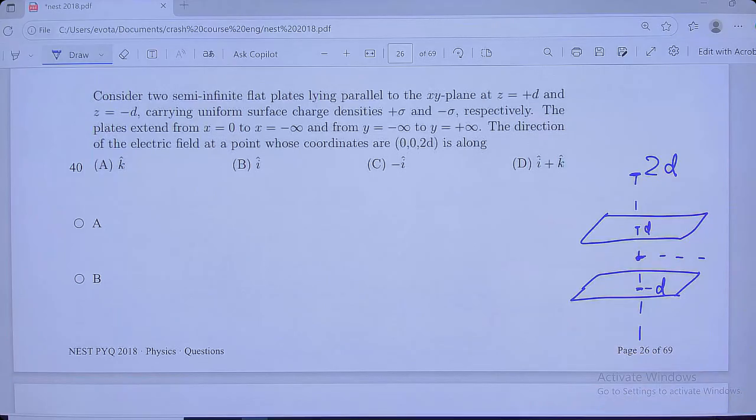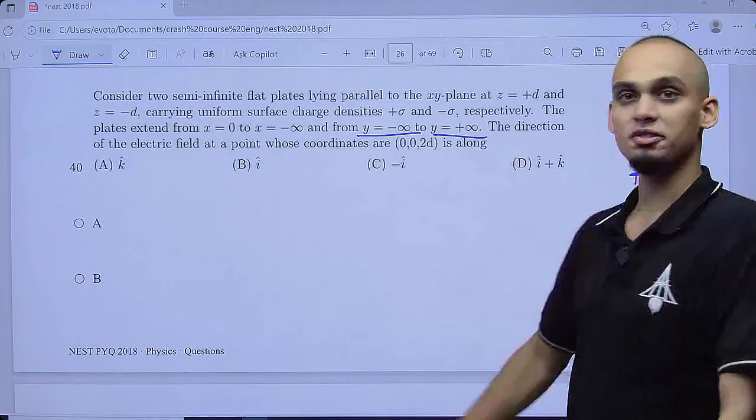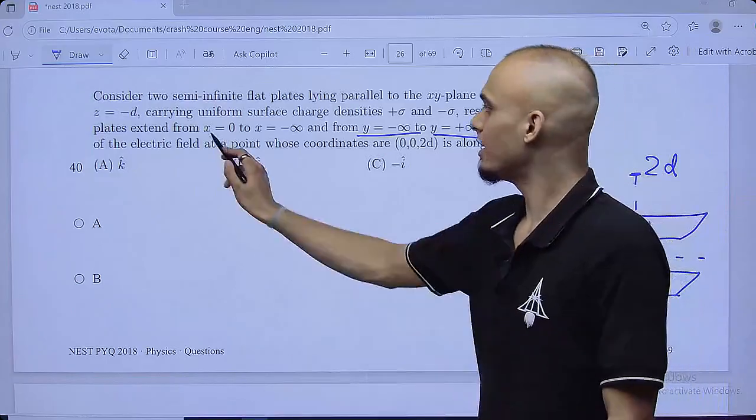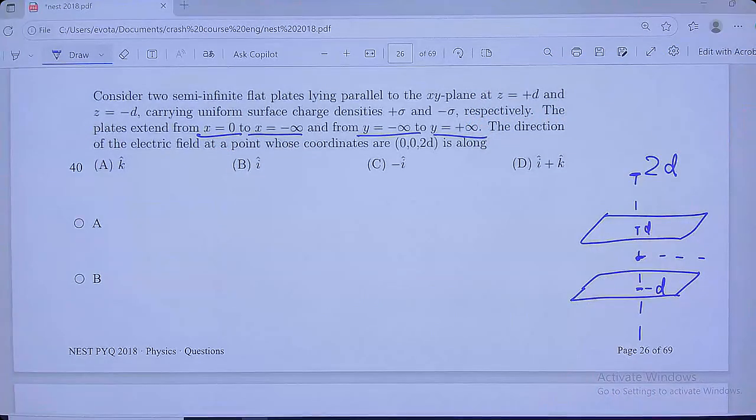How will the electric field be? The electric field will have x and z components. It will not have any y components because the y components will exactly balance out. Y components balance out because y stretches from minus infinity to infinity. But since x only goes from 0 to infinity, the field will be away from x for the positively charged plate and towards x for the negatively charged plate.